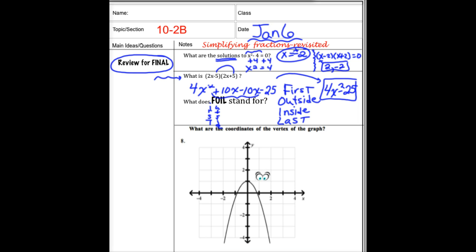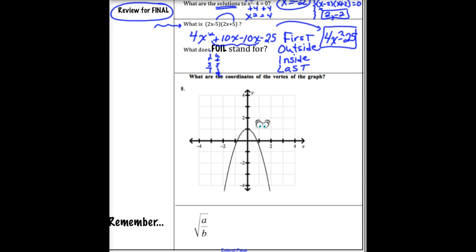So a little review on FOILing. Next up, what are the coordinates of the vertex? The vertex is the turning point. So this is going up, up, up, up, up, up, down, hits the vertex, and turns and comes back down. The coordinates means what are the directions to get there? Well, you'd go 0 along the x-axis, and you'd go 1 up the y-axis. So the vertex lives or has coordinates of 0, 1.